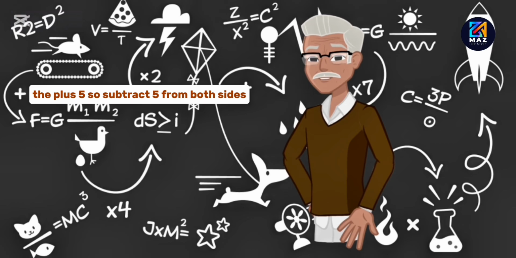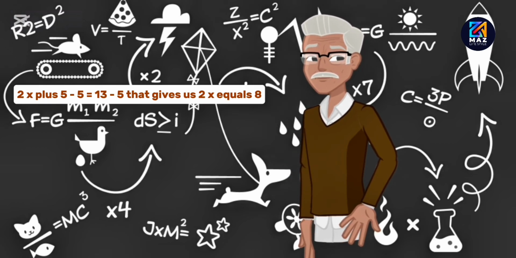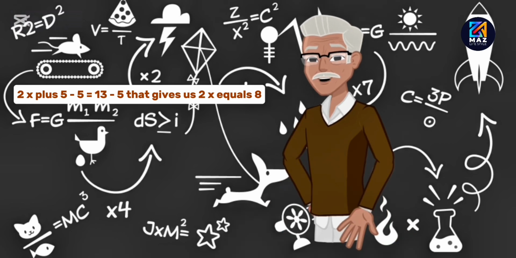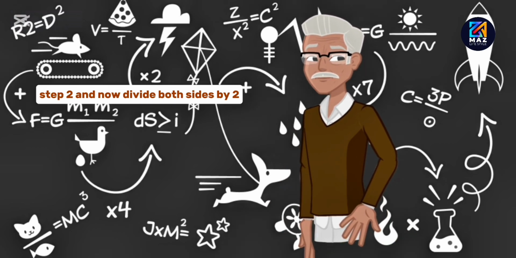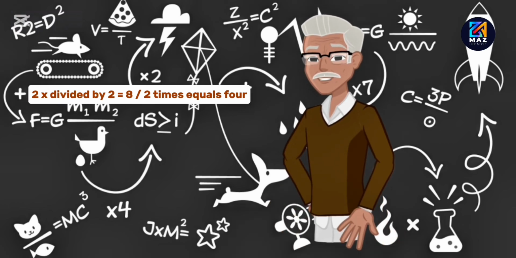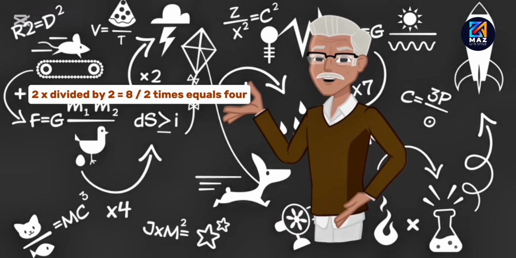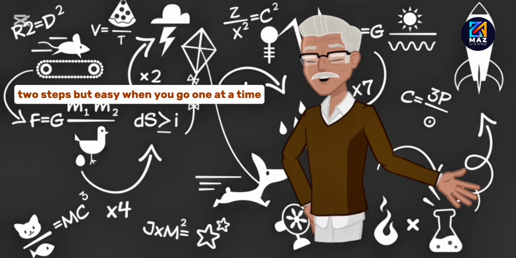So subtract 5 from both sides. 2x plus 5 minus 5 equals 13 minus 5. That gives us 2x equals 8. Step 2, and now divide both sides by 2. 2x divided by 2 equals 8 divided by 2, so x equals 4. Two steps, but easy when you go one at a time.